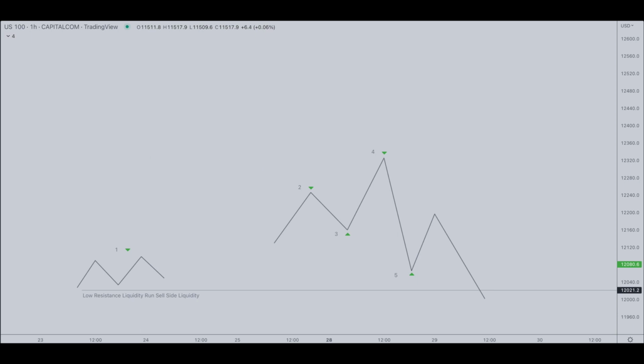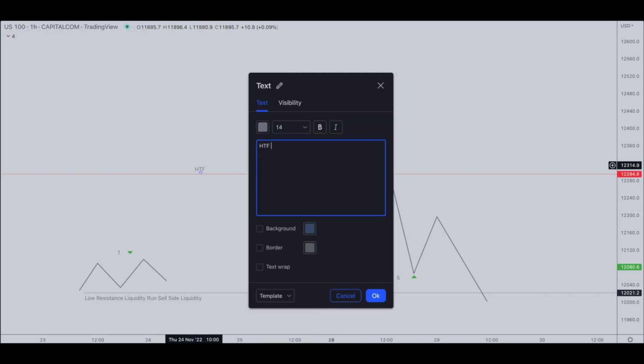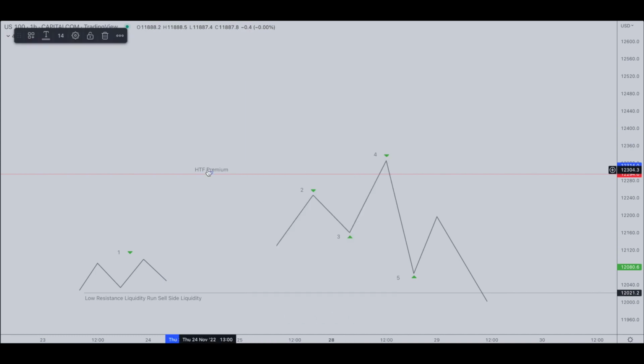So let's actually draw that out, so you won't get confused. We're looking for price to draw to a higher time frame premium. This can be in the form of equal highs or a fair value gap with an order block, or it can be many things, but the main thing is a higher time frame premium. It can be a volume imbalance, it can be a gap. You get the point.